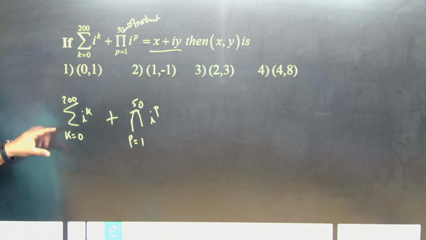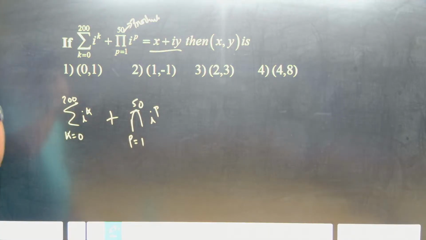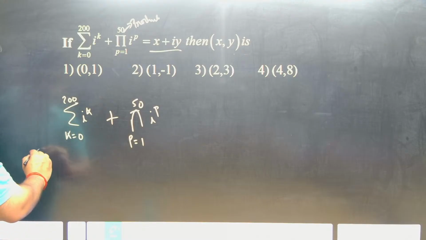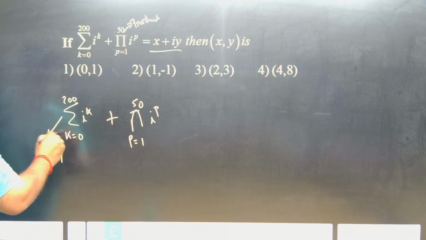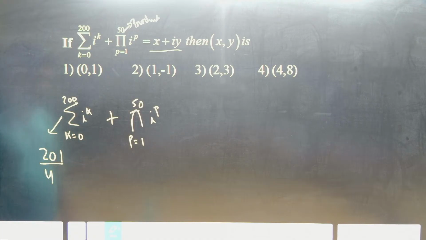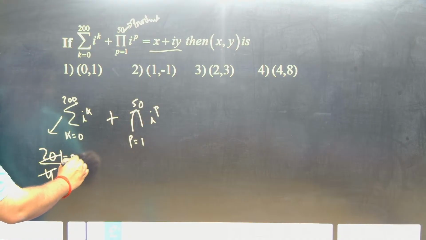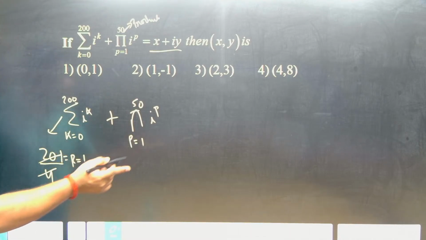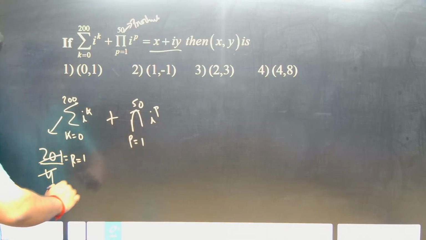Now see here, summation means we have to add everything. So 0 to 200. How many terms are there? 1 to 100 is 100 terms, 1 to 200 is 200 terms, but 0 is also there. 0 to 200 means 201 terms. If I divide 201 by 4, the remainder will be equal to 1. Remainder 1 means only one term is left, which can be the last term or the first term. I will take the first term.